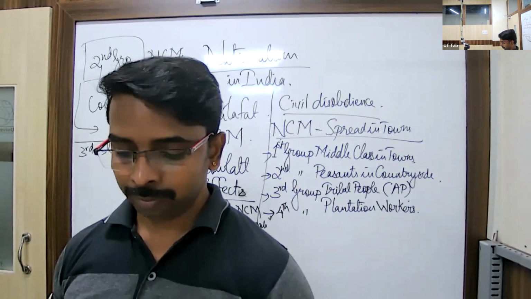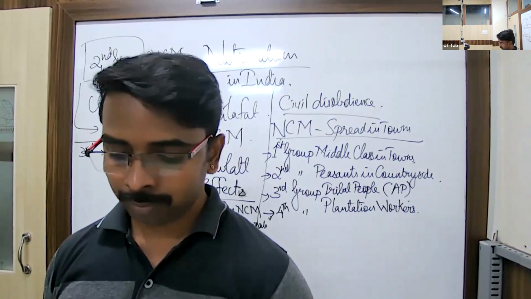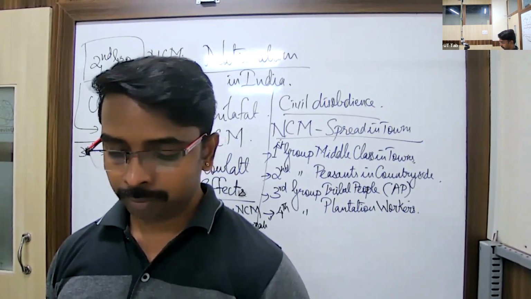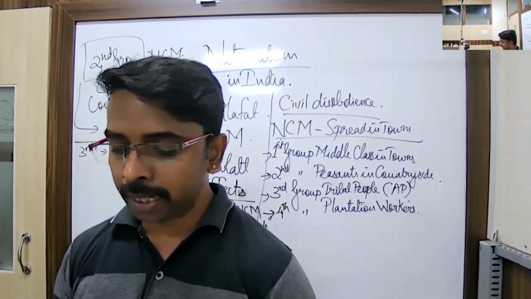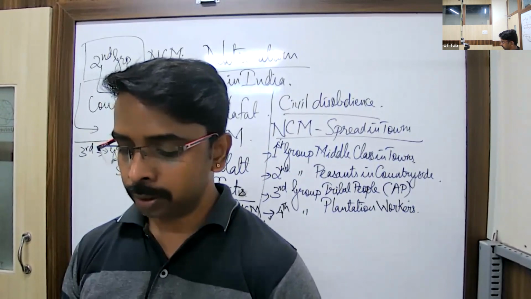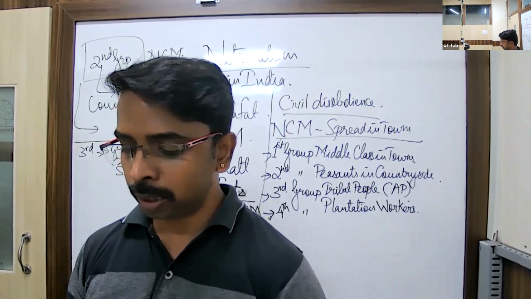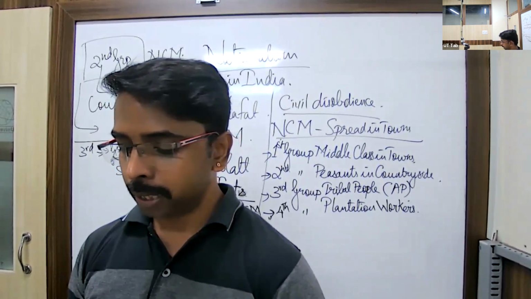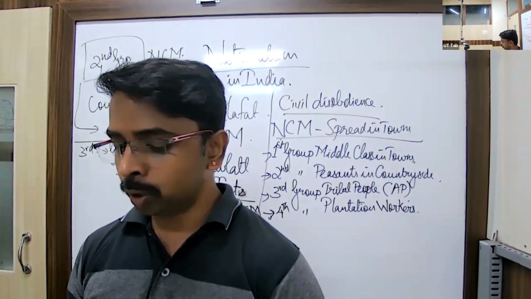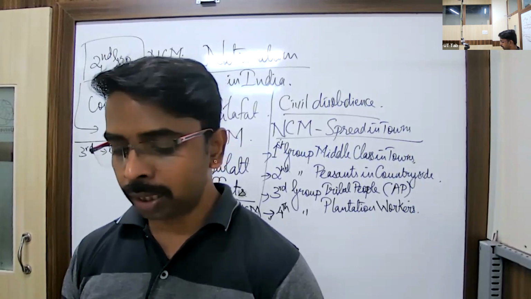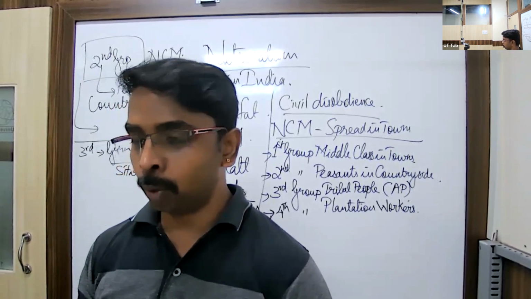When they heard of the non-cooperation movement, thousands of workers defied the authorities, left the plantations and headed for home. Now start from here. The non-cooperation movement began in Assam plantation. Write it there: began in Assam plantation when thousands of workers defied the authorities and left the plantation and headed for home.